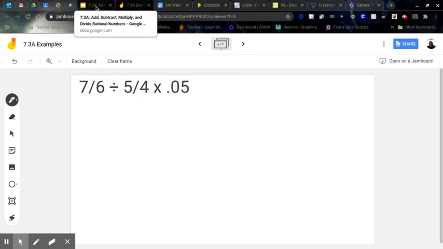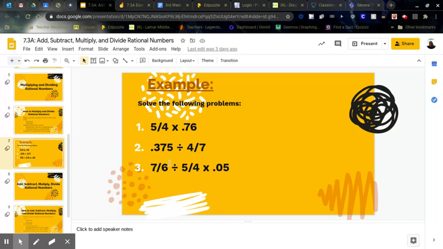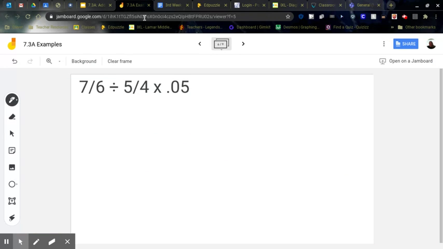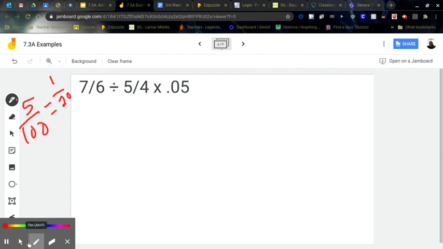Our next one, 7/6 divided by 5/4 times 0.05. I'm going to put this into fractions because I already have two fractions, and 0.05 we can put into a fraction easily. What is 0.05 as a fraction? That's 5 hundredths. We can reduce both of those by 5. 5 divided by 5 is 1, and 100 divided by 5 is 20. So we're going to make that 1/20.